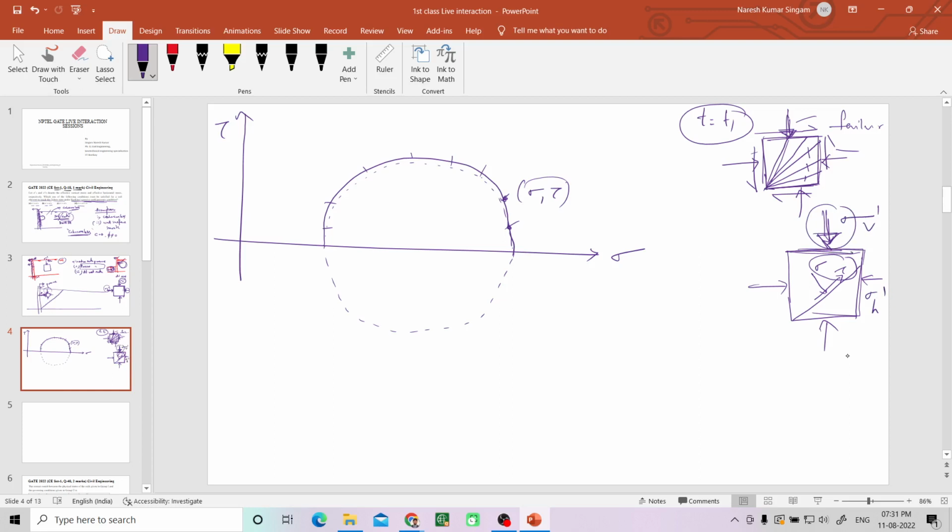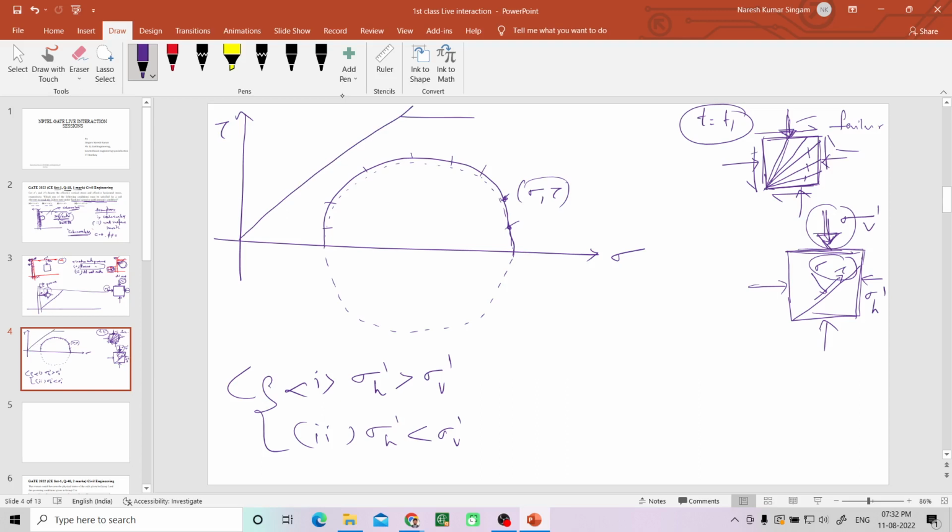Now I'll draw it here. Let us first consider two conditions. What are those two conditions? Sigma h dash can be greater than sigma v dash, or sigma h dash can be less than sigma v dash. Out of these two, one will be the answer at the failure condition. Now one more thing, in this plane only, along with the Mohr circle, this Mohr circle will tell you the state of the soil element. Along with that, there is a failure envelope.